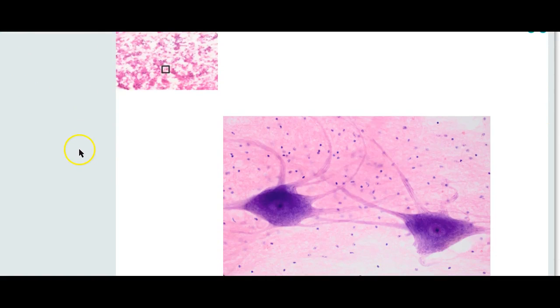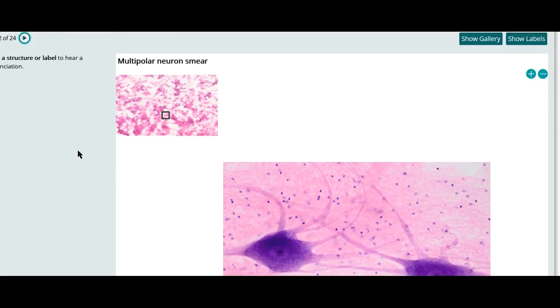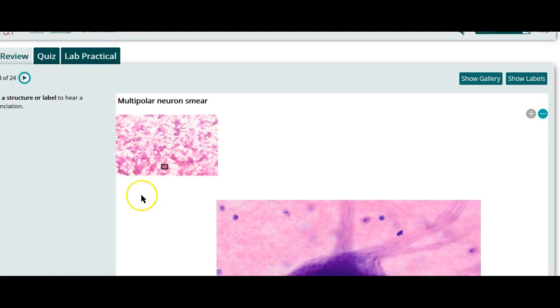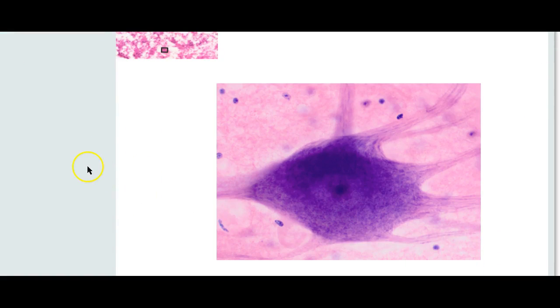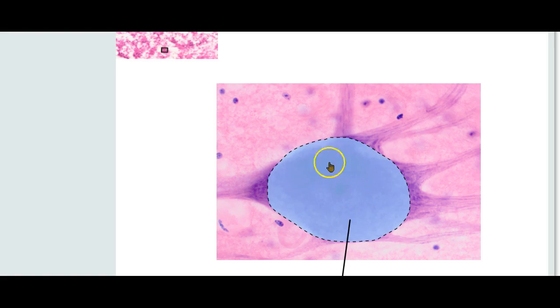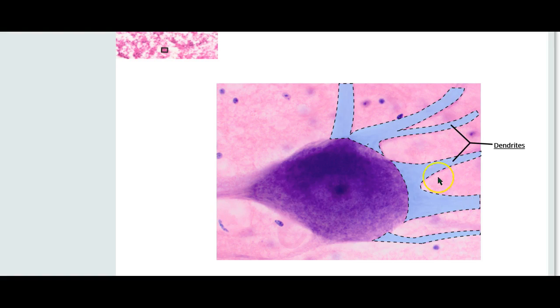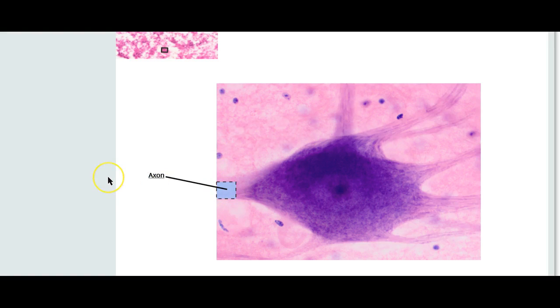So you can just scroll through. They have some zoomed in way more than we can get with our microscopes. And that one there, just beautiful. So as you can see, there's the cell body, and it has multiple dendrites coming off of it, plus an axon. So many processes, multipolar.